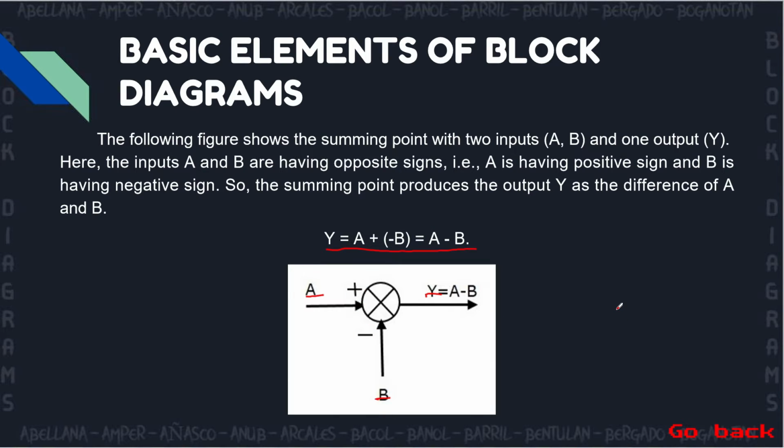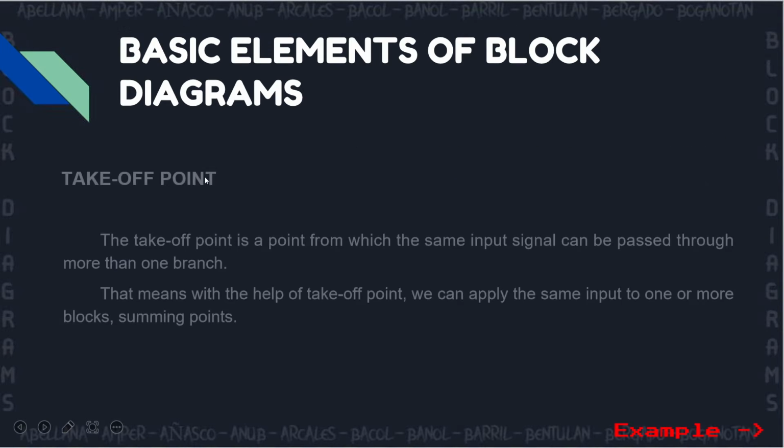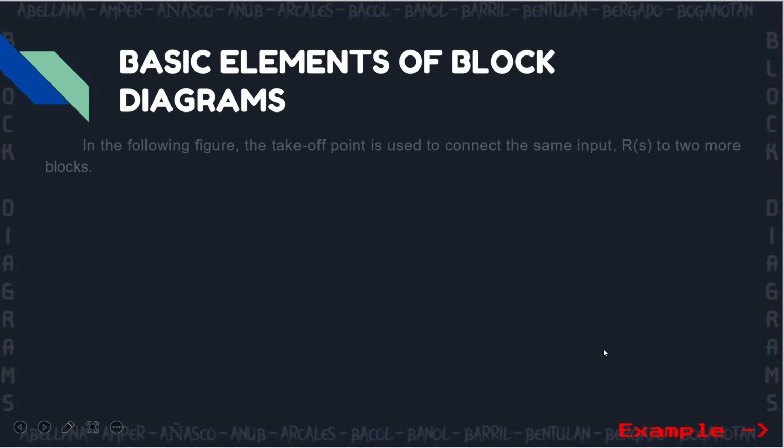So now that we are done explaining the different operations of the summing point, let us now go to the takeoff point. The takeoff point is a point from which the same input signal can be passed through more than one branch. That means with the help of the takeoff point, we can apply the same input to one or more blocks or summing points. So here is an example.